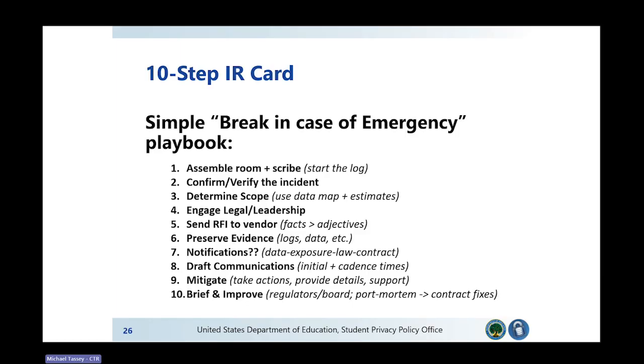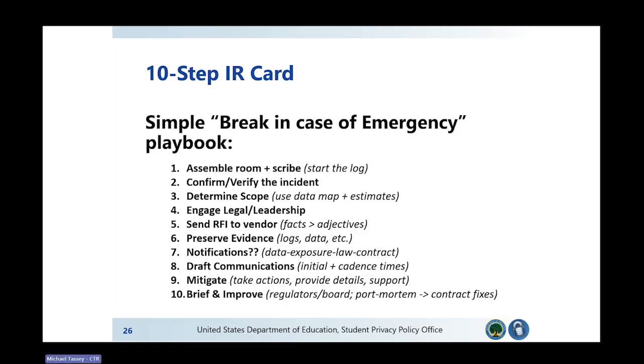You want to mitigate, if this is something that impacts you that you have to take technical actions on, for example, password resets or multi-factor authentication enrollment, or verifying things like maybe direct deposit changes or something else, and stand up your helplines, right? Put somebody on those phones for when the parents call or when the authorities call, so you have somebody there ready to answer with some information. Brief and improve, right? Close the loop with your leadership, with boards, with regulators as needed.